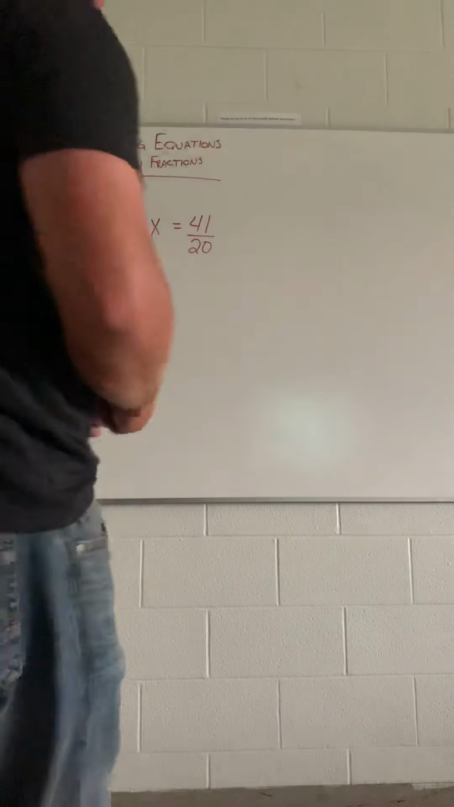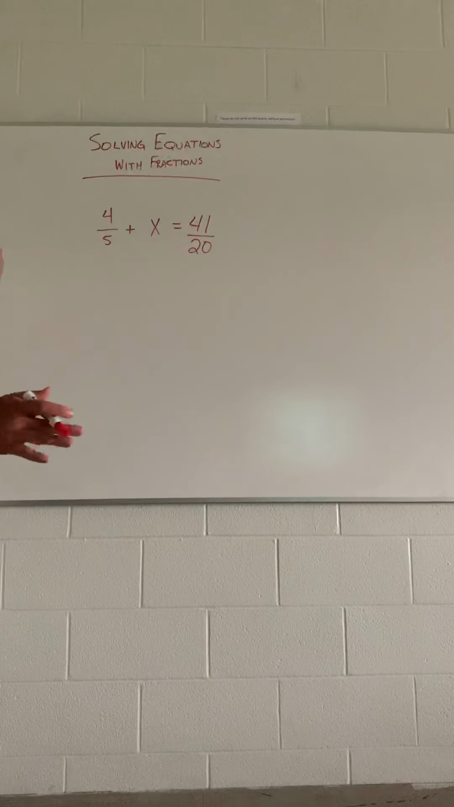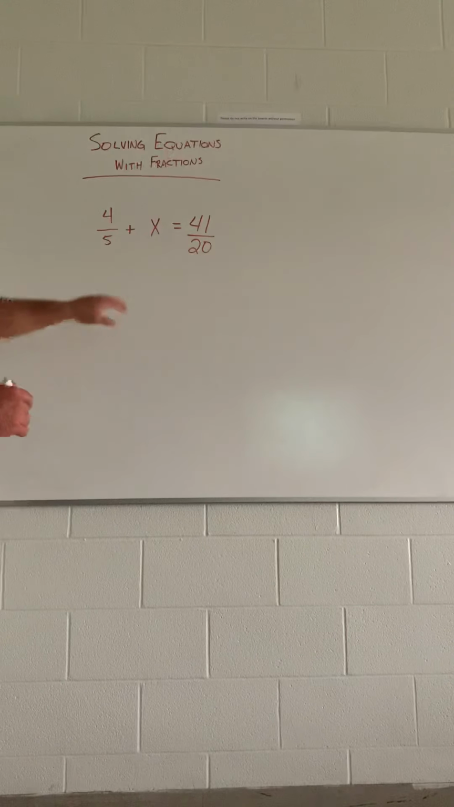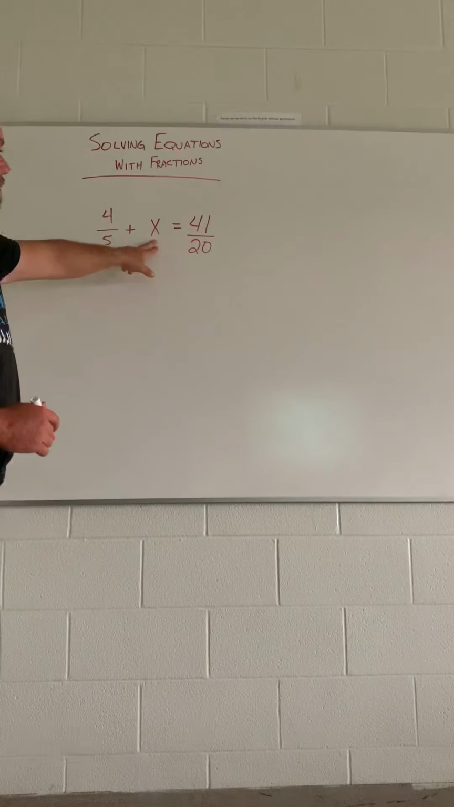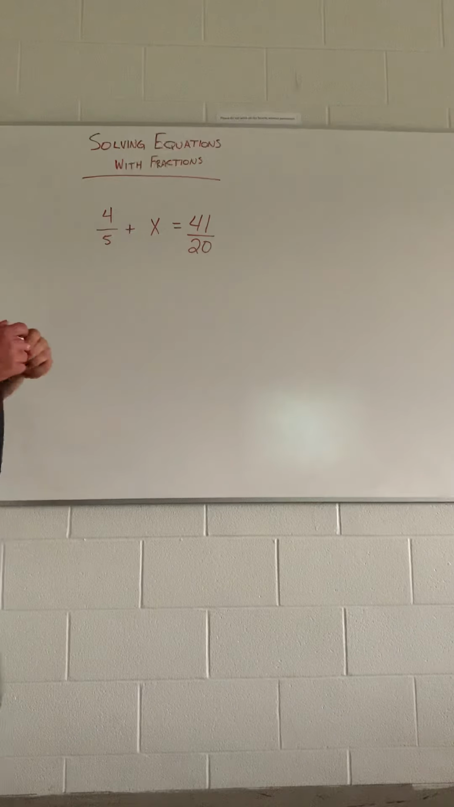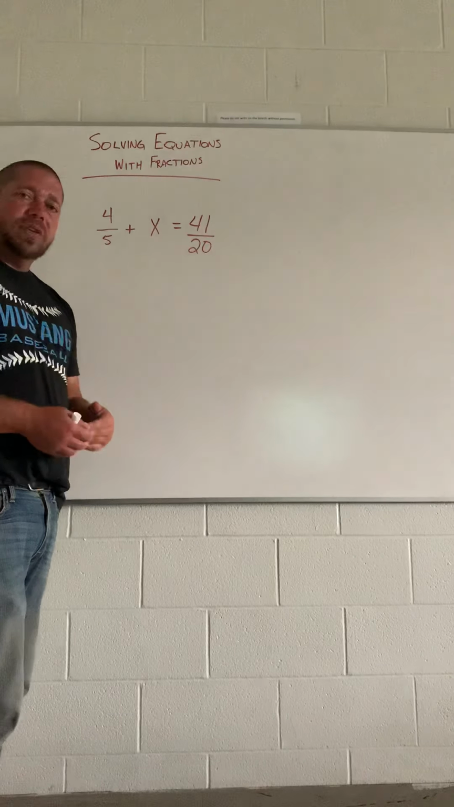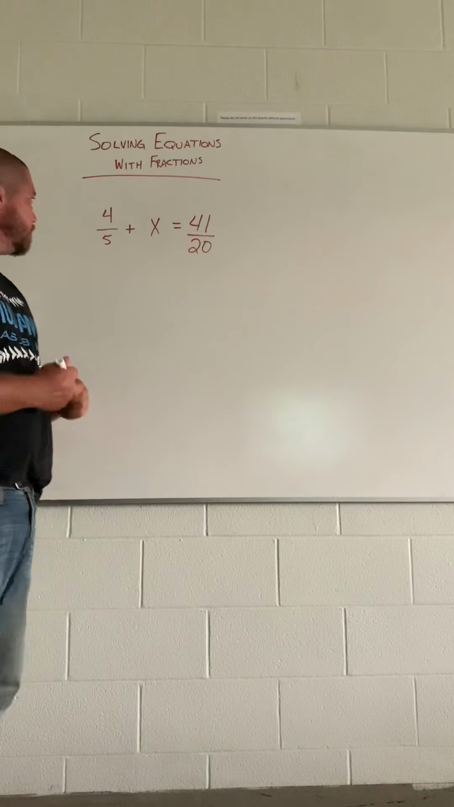All right, today we're going to look at solving equations with fractions. I've got just a normal equation here, but what looks different about it is I have a fraction, a variable which is not a fraction, which is all equal to a fraction. Okay, I'm going to do this in steps. There's a way we could do it all at one time, but I think it's easier to piece it down.